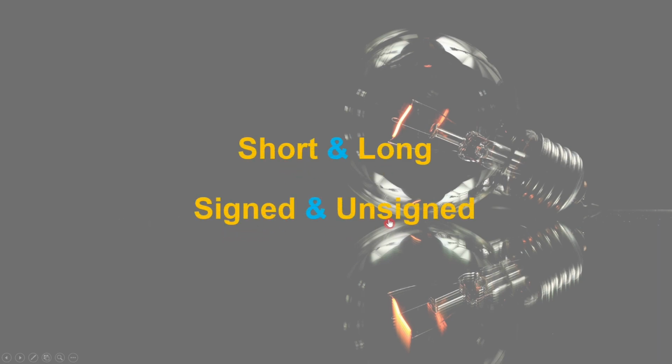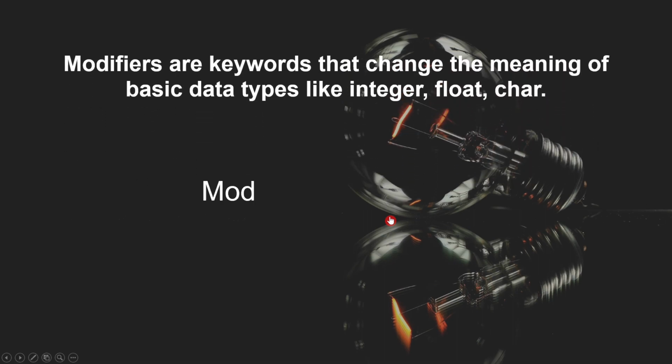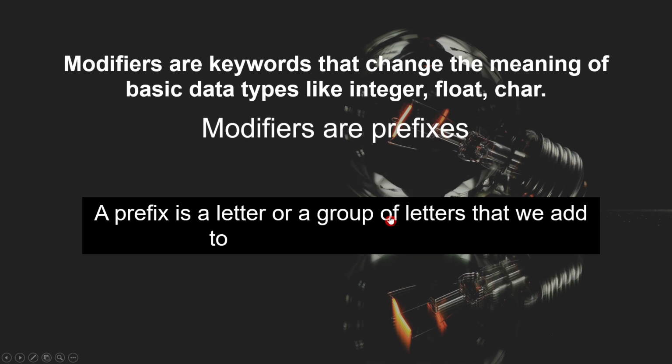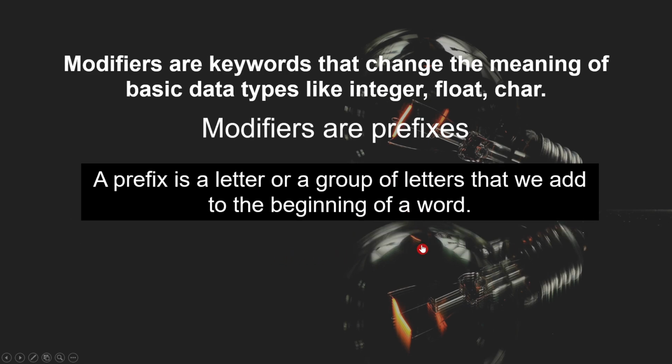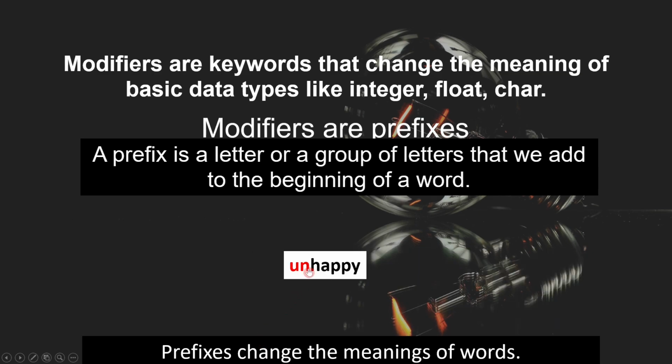Now let's talk about modifiers such as long, short, signed and unsigned, and some programming examples. First of all, what is a modifier? Modifiers are keywords that change the meaning of a basic data type like integer, float, character. Modifiers are prefixes. A prefix is a letter or a group of letters that we add to the beginning of a word. A prefix changes the meaning of a word. For example, here we have the word unhappy. Here un is a prefix that changes the actual meaning of this word.